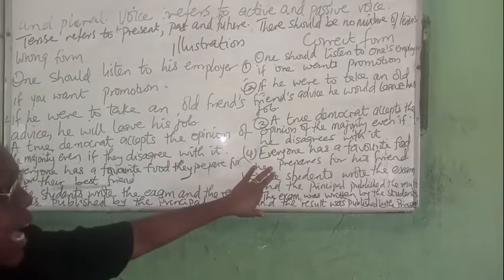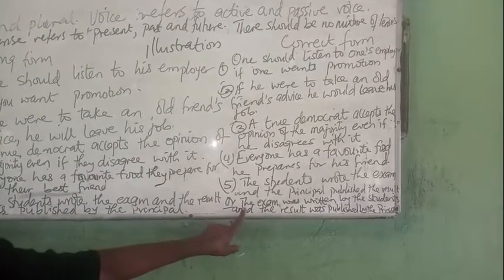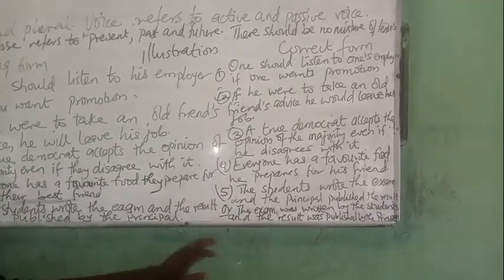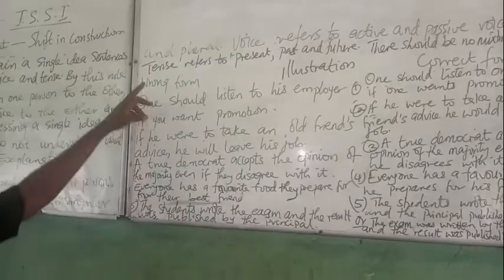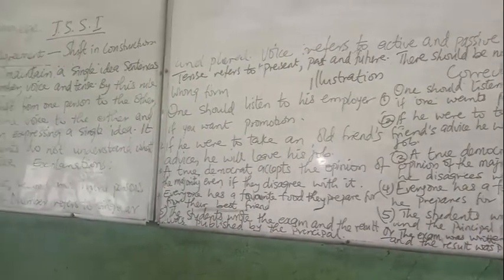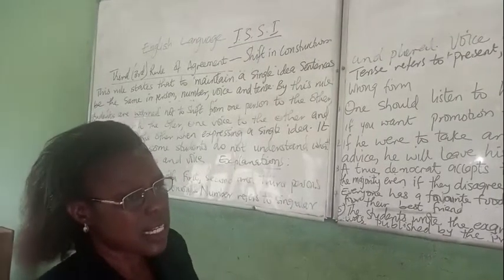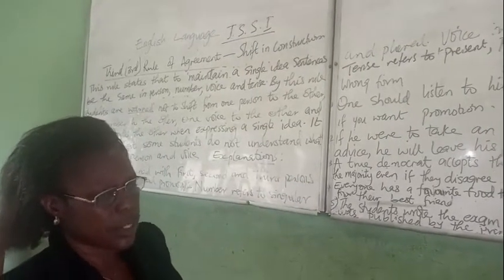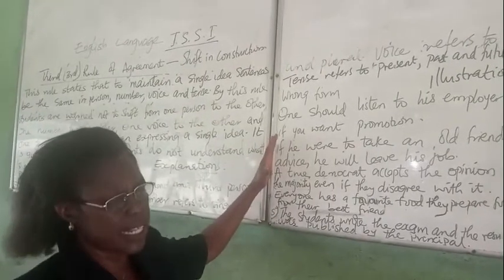This very one is active. Then here I have passive: the exam was written by the students and the result was published by the principal. Now let me come back to tense. In tense we have what we call eternal truth. And that is, if you want to report something, I will refer you to a comprehensive guide in English.